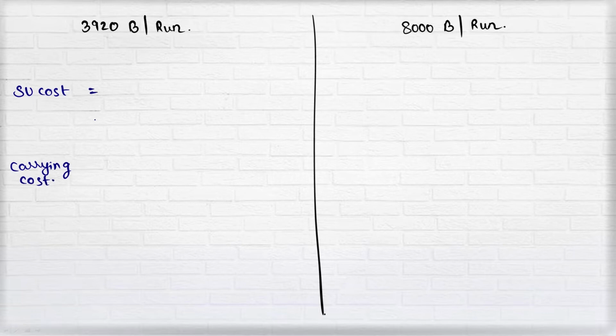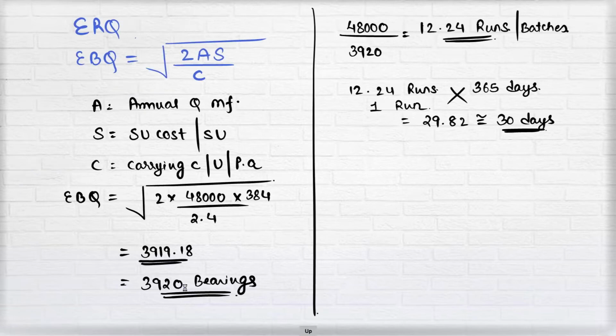How to find out? Number of setups multiplied by setup cost per setup will give me total setup cost. What is my annual requirement? 48,000 divided by 3920 will give me number of setups, multiplied by setup cost per setup, which is 384.